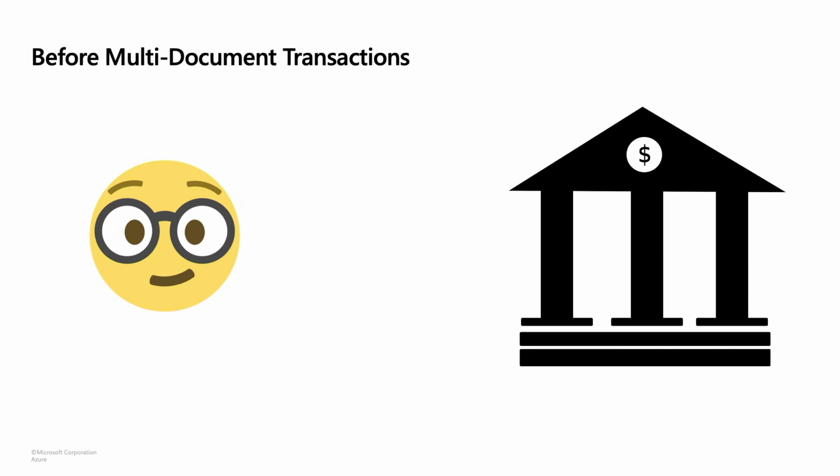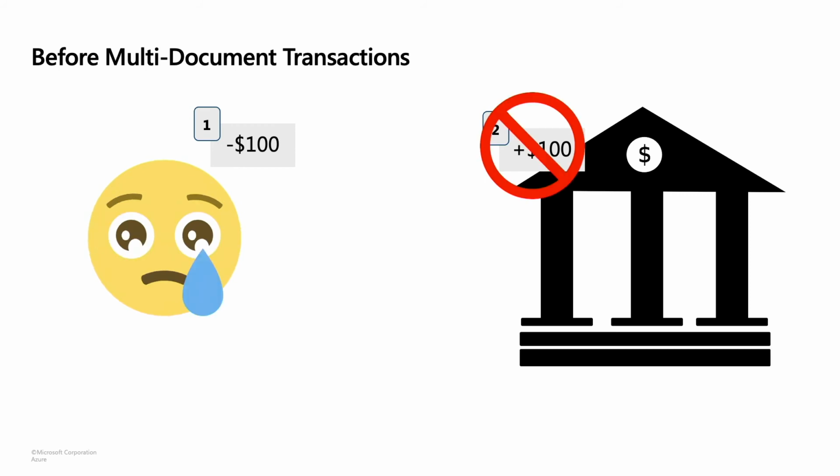Each of them has a separate document for themselves that has an amount of money that they currently have. And what you want to do is transfer $100 from the user to the bank. First, you would remove $100 from the user's document, and next you would add $100 to the bank's document. But unfortunately, something goes wrong and the second operation fails. Obviously, the user is frustrated and sad because the $100 just disappeared.